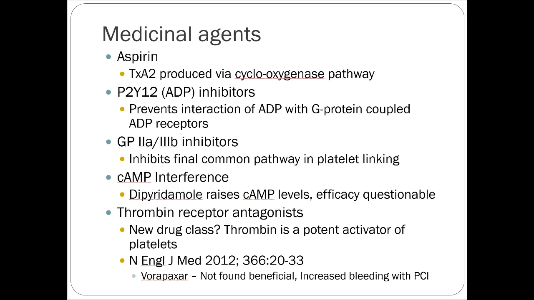Aspirin: thromboxane A2 is produced by the cyclooxygenase pathway, similar to what we talked about with COX inhibition, lipoxygenase inhibition. It's all part of that, and aspirin inhibits that process. Thromboxane A2 is a component used for platelet aggregation. So that's how aspirin works to prevent platelets from adhering to each other.